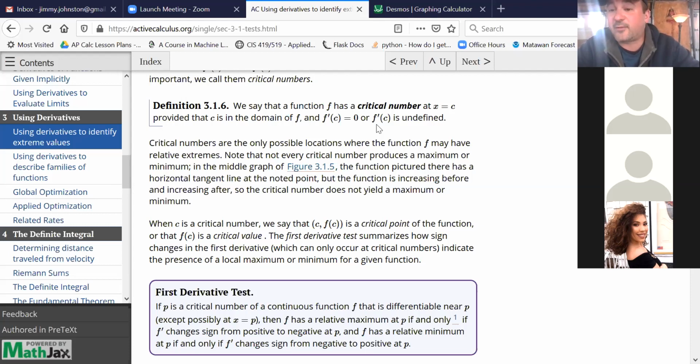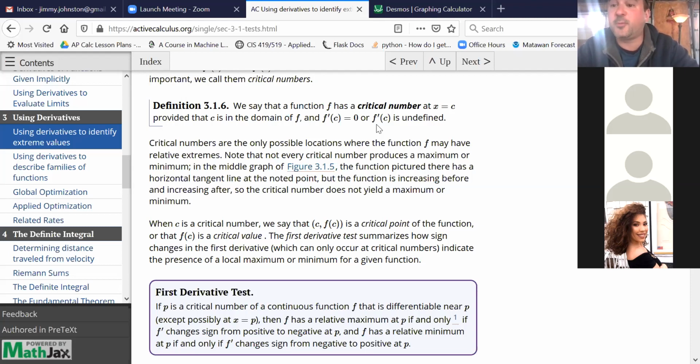But if you have a closed set, so a closed domain where the endpoints are included, you could have a max or a min definitely happening there. And if it doesn't happen there and it does exist, then it's going to have to be at a critical value. That's where it would need to be.